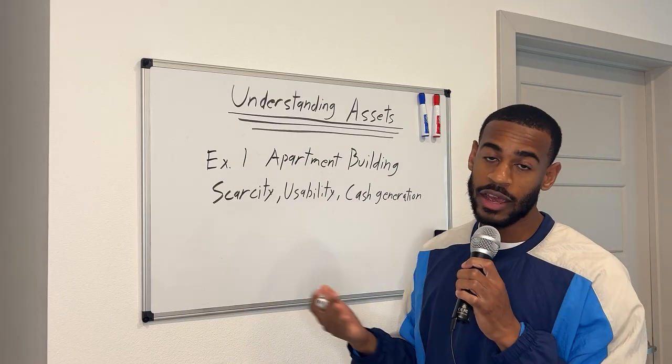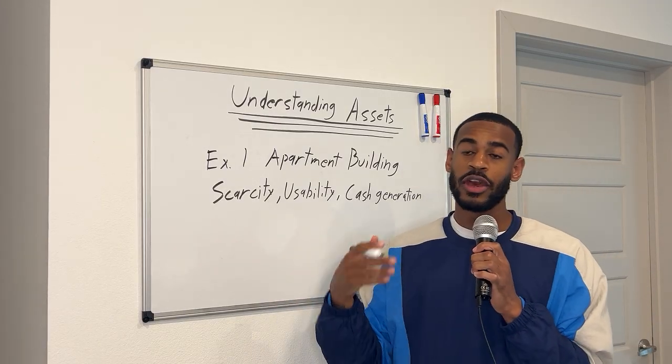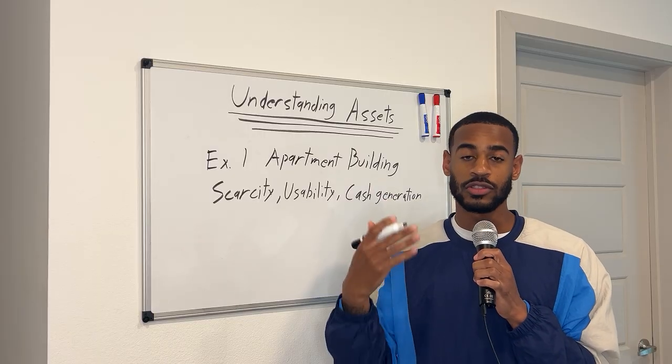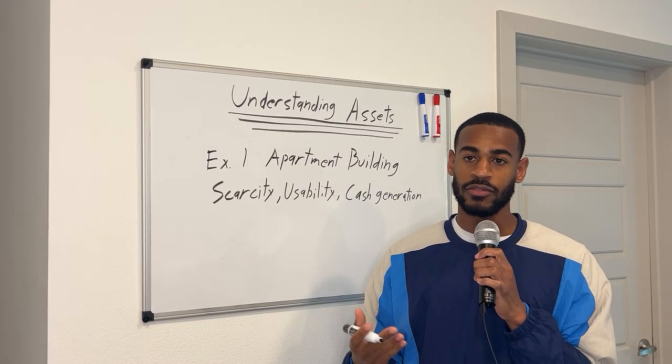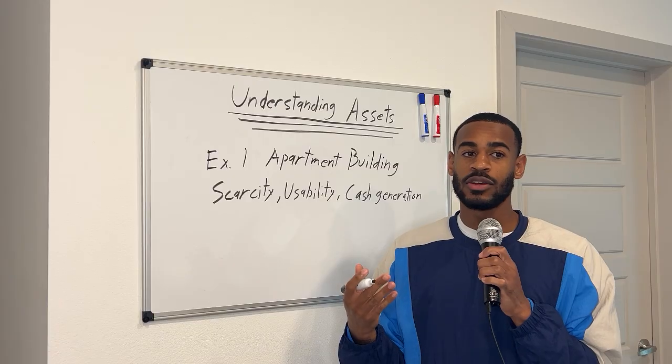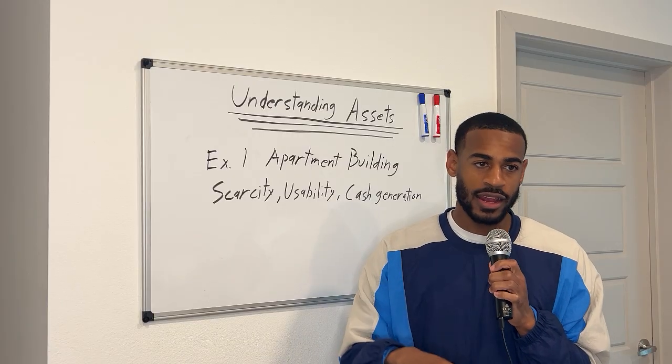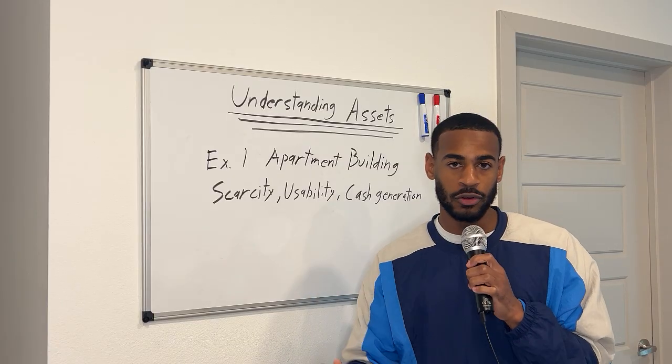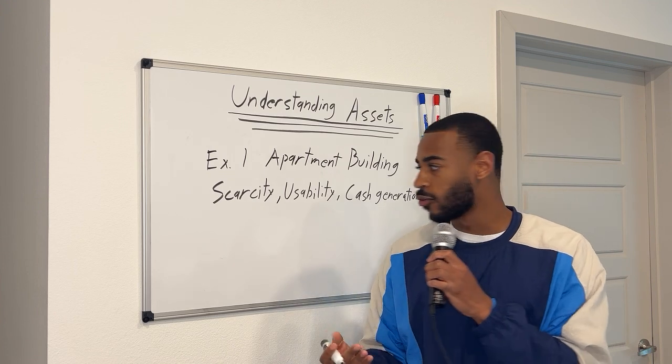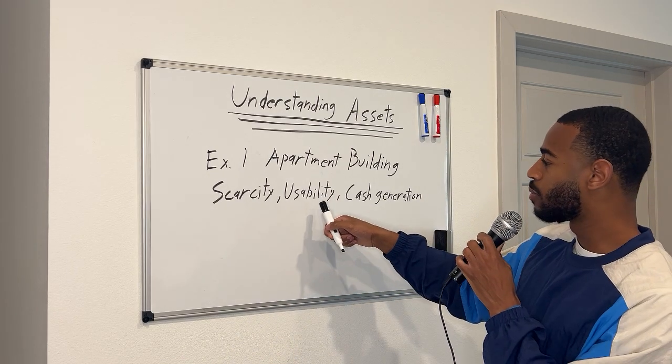Second is usability. Everybody needs a home. Everybody needs a roof over their head. So it provides value to the consumers, the people that pay rent to be able to live there. They need somewhere that they can lay their head at night, that they can cook food, that they can have a bed, that they can shower and so forth. So apartment buildings have usability.